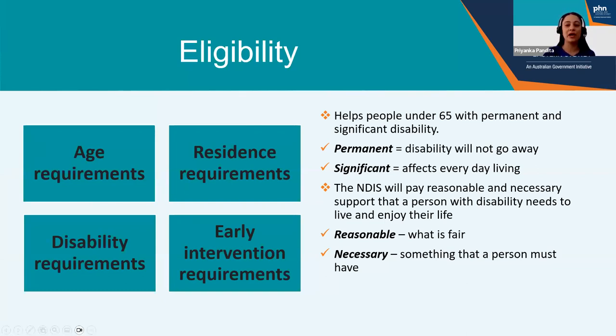Just with the age requirements, people over the age of 65 can still be eligible for the support if they have been deemed eligible prior to the age of 65. And the residency requirements are that they have to be an Australian citizen, a permanent resident, or on a protected special category visa, and the person should be living in Australia.